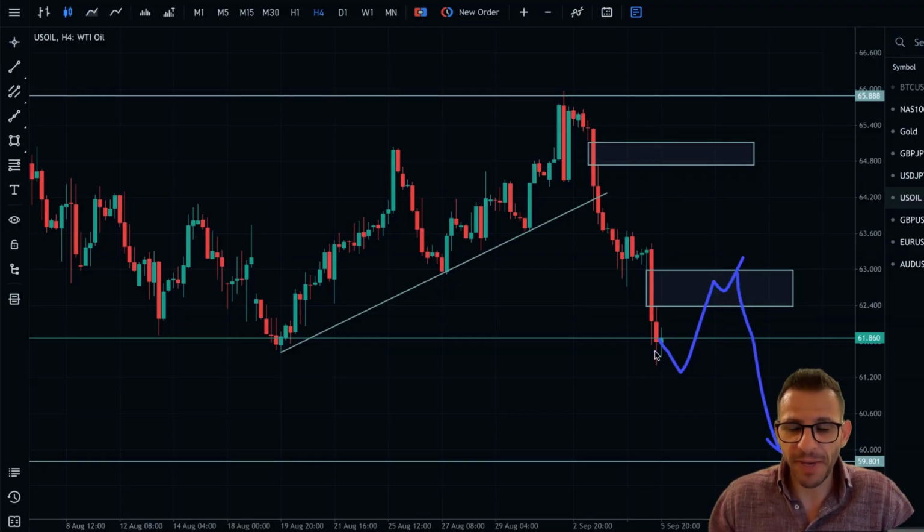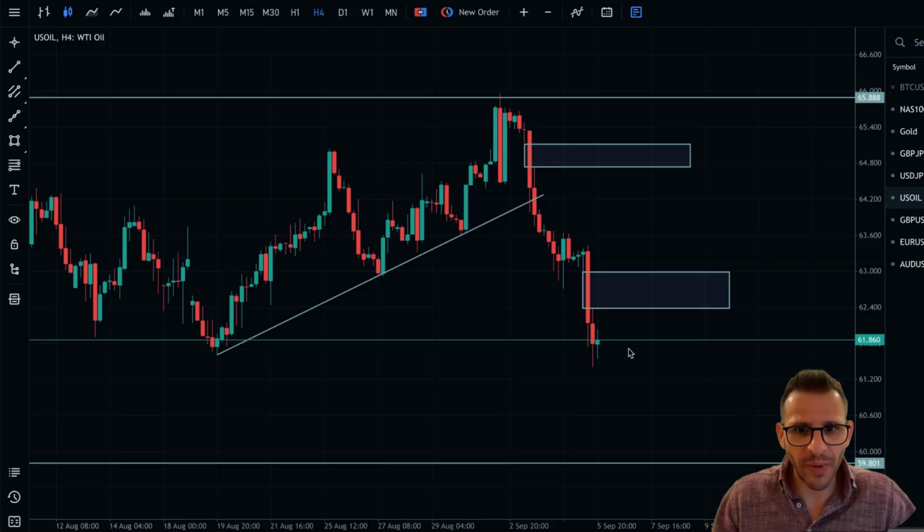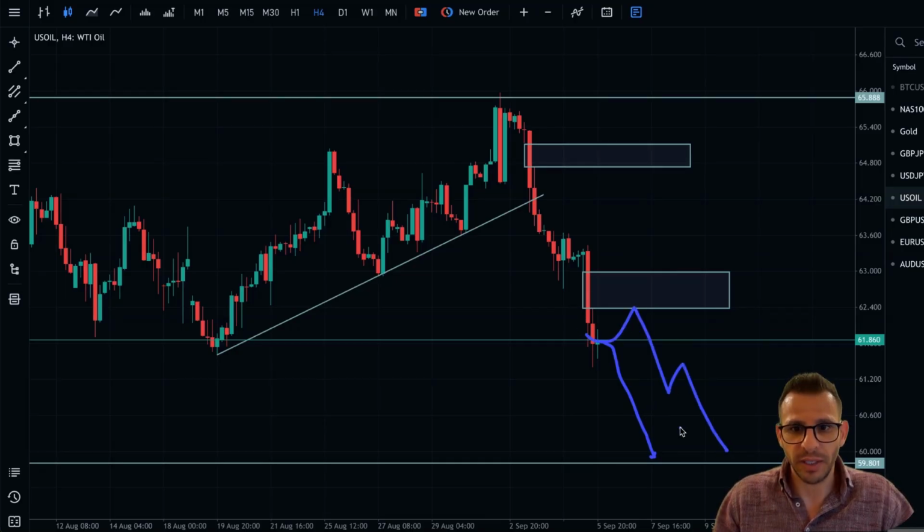This is what we expect, but this is not how the market operates. Anything can happen. The price can just continue downwards with even a couple of candles. That's a normal situation. But under normal market conditions, the price will retrace and then it's going to keep going downwards.